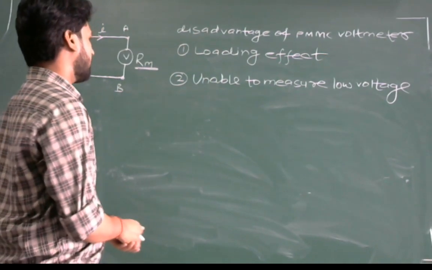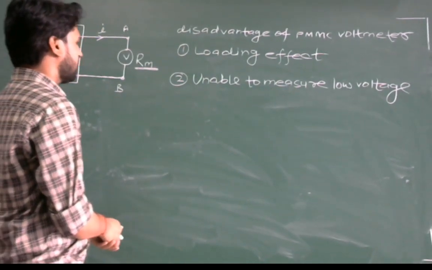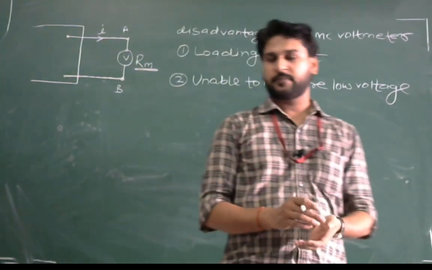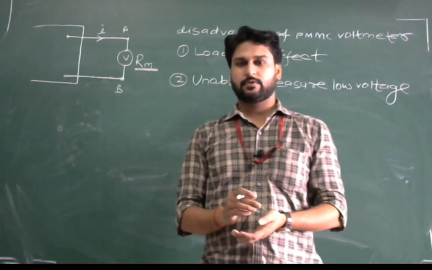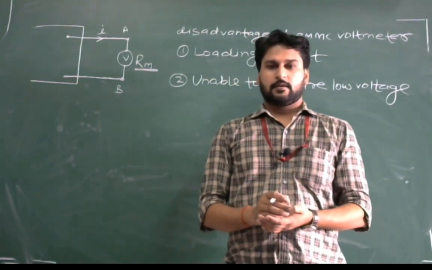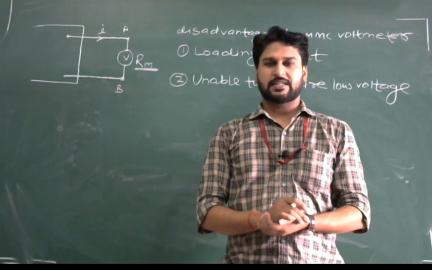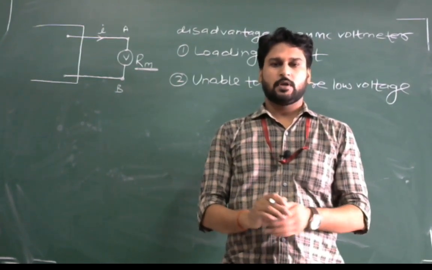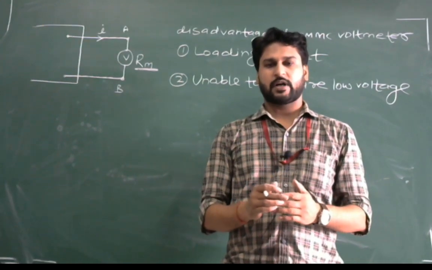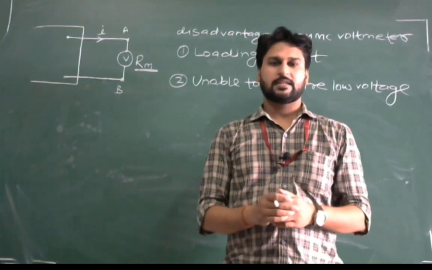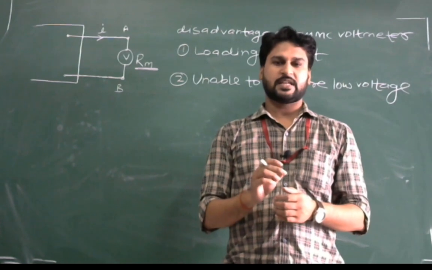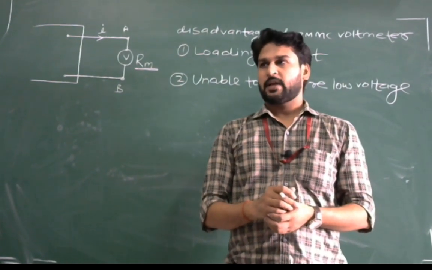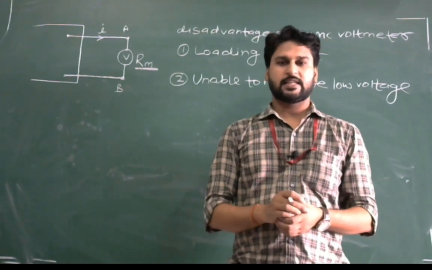We have to remove these disadvantages. We have to make the input impedance of the circuit very high. So if I have to increase the input impedance to a very high value, we have to modify the circuit in such a way that the input impedance becomes high. For this purpose, we will go for electronic instrumentation in this circuit.